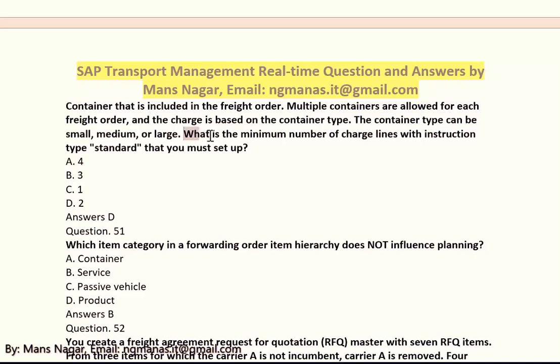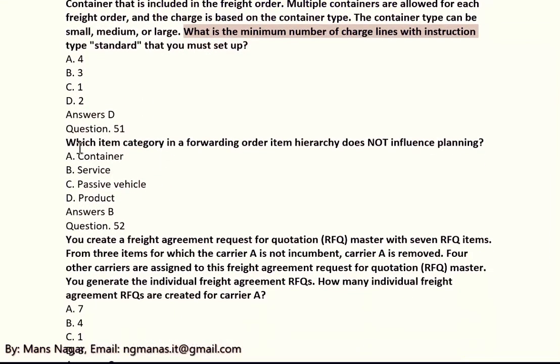Medium or large. What is the minimum number of charge lines with instruction type standard that you must set up? Answer is D, 2. Which item category is forwarding order? Item hierarchy does not influence planning.